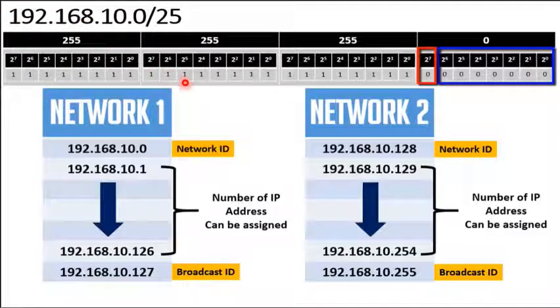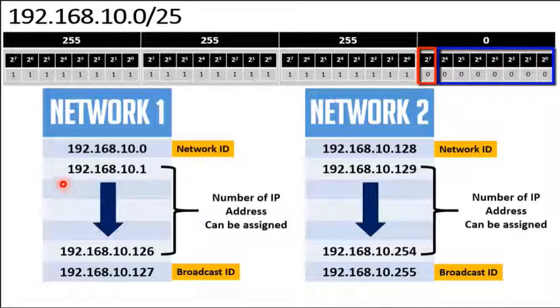168 AND with all ones, you will get 168. 10 AND with 255, you will get 10. Then the remaining bits are host bits. So the starting address is 0, the next address is 1, and it keeps incrementing up to 127, because 128 addresses will be allocated for network 1. So 0 to 127 gives you 128 in total. 128 minus 2 gives 126 addresses. So the number of IP addresses that can be assigned between the network ID and broadcast ID is 126.